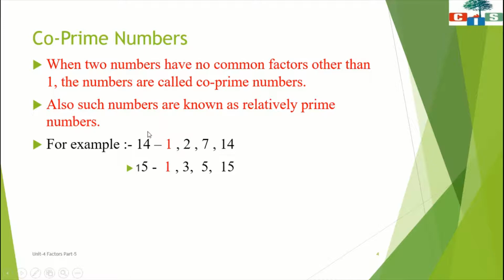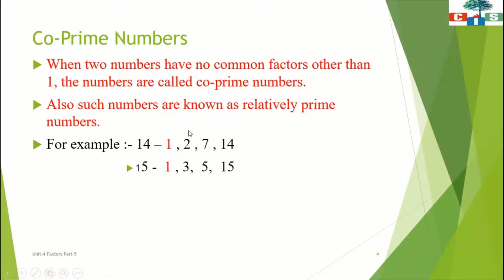First of all, in the first step, we will take out all the factors of 14. So what are the factors of 14? 1, 2, 7 and 14, that is, the number itself. Now, in the second step, we will take out all the factors of 15. So we have the factors of 15 as 1, 3, 5 and 15.